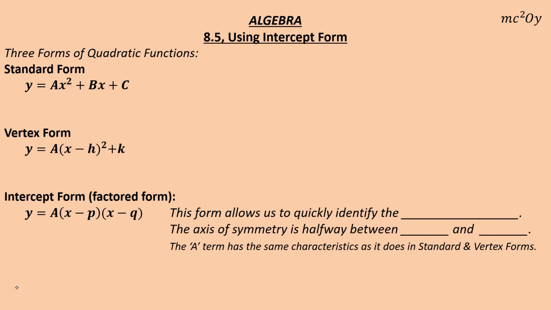All right, we're going to talk about using another form of quadratic functions called intercept form. But before we do that, let's review the other two types of forms, and then we'll have all three forms on one slide here. So the first one is standard form, y equals ax squared plus bx plus c. One of the benefits of standard form is c is always your y-intercept.